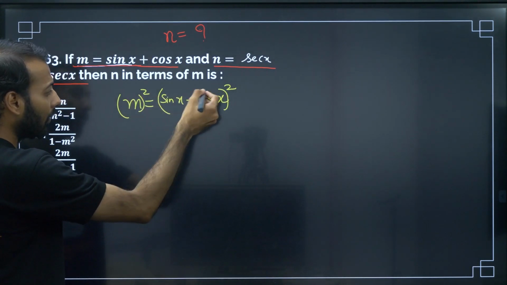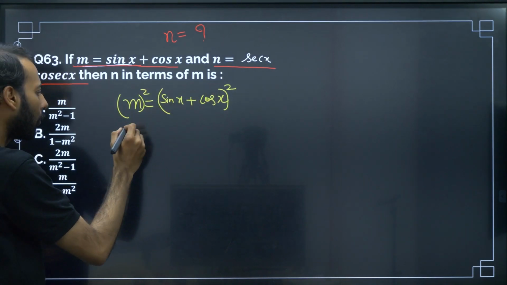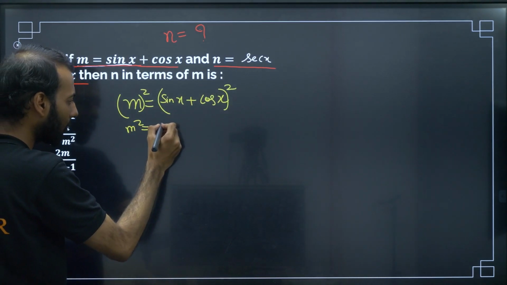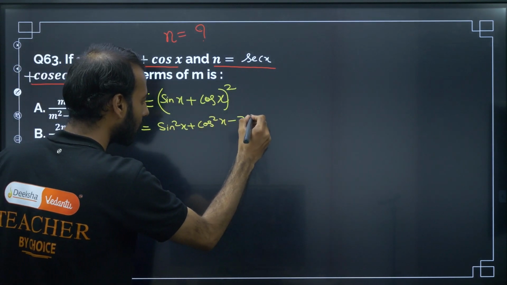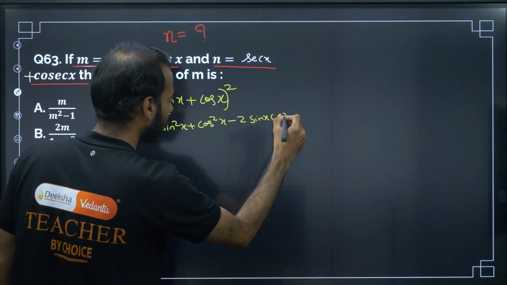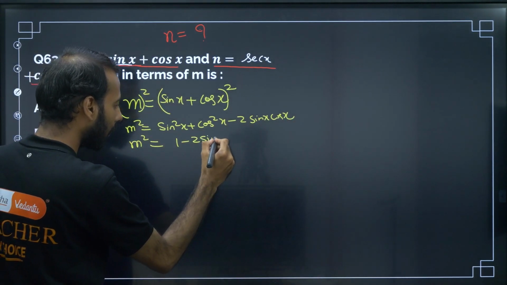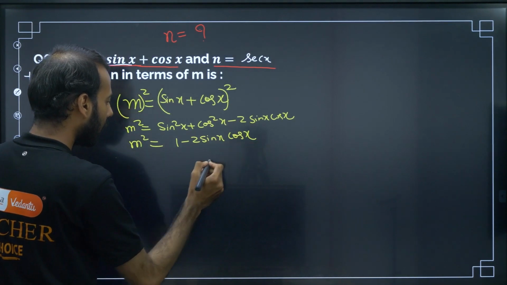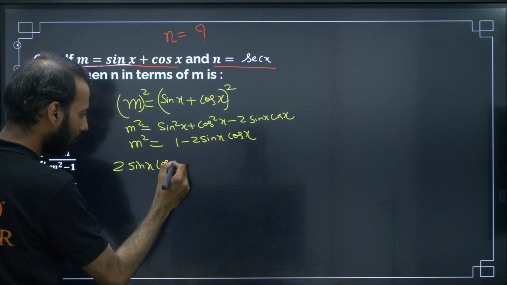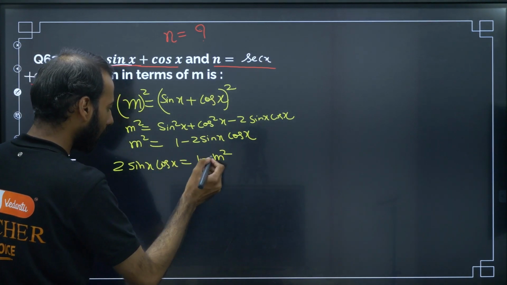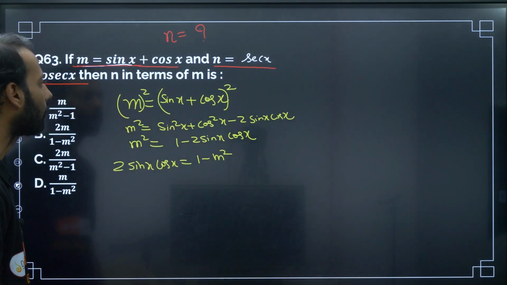Anyways, I am squaring on both sides of the equation. It is fair to do whatever operations you want as long as you do them on both sides. So m square is equal to sin square x plus cos square x plus 2 sin x cos x, a plus b whole square. So m square is equal to 1 plus 2 sin x cos x. Next, 2 sin x cos x is equal to m square minus 1.